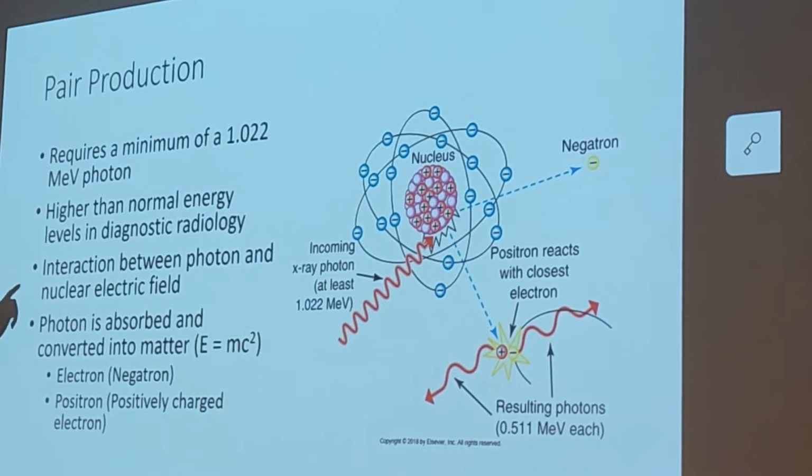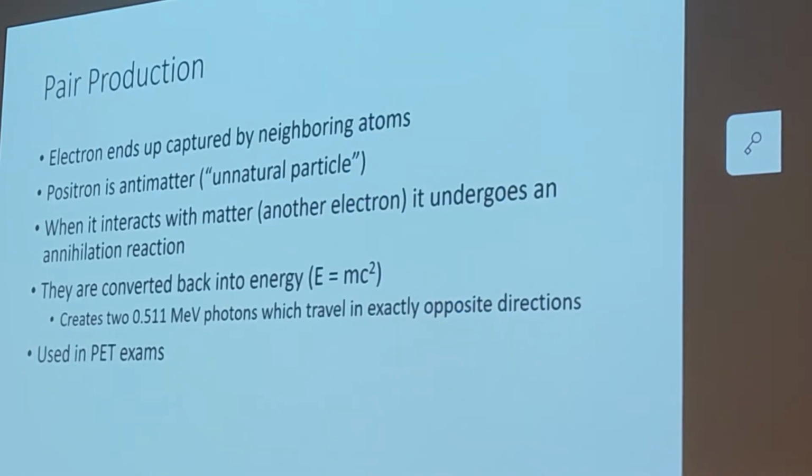So let's get this clear, okay, guys? What we have, 1.022 MeV in the nuclear field, produces two things. These two things are these two. So it's basically energy converted to mass, which creates these two. This is the matter that is created. Anybody have further questions on this? We're all good? All right, on to the next.